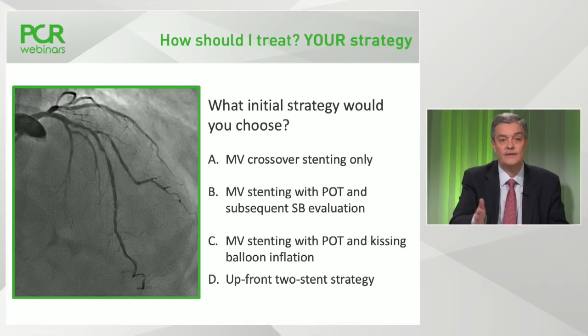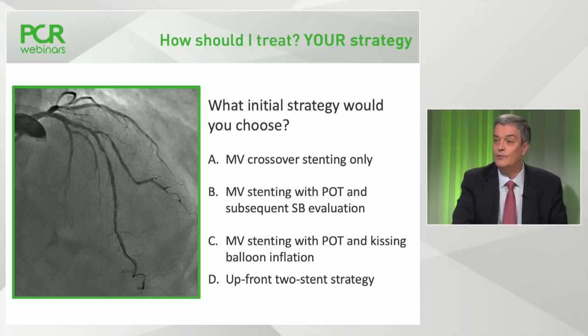And what would be the initial strategy? One, very simple, crossover stenting without even wire in the side branch. Second, put 2 wires, but then focus on main vessel stenting and just perform proximal optimization technique. The third option is to combine proximal optimization with final kissing balloon inflation. And the fourth one is upfront 2-stent strategy.